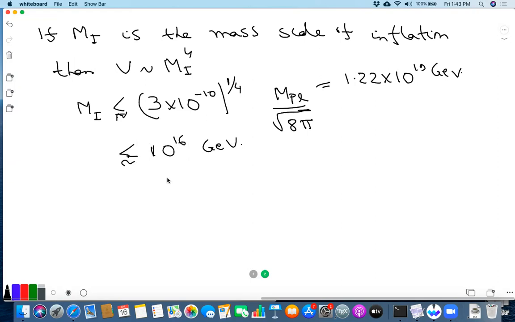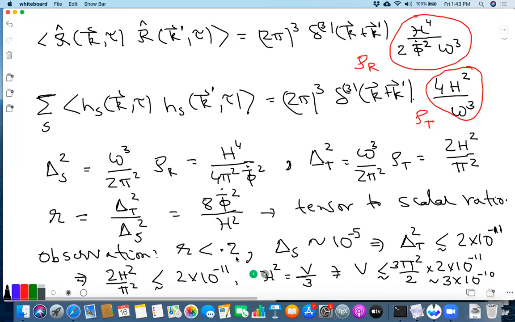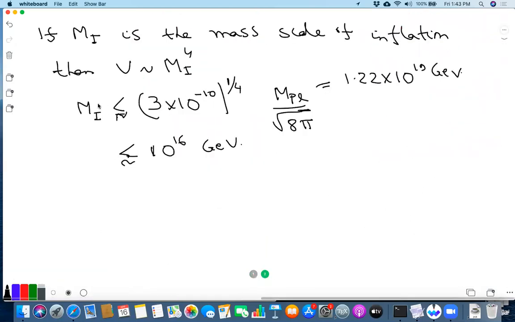Can you say it again? Yeah. So the fact that tensor modes have not been observed, that's the origin of this bound, that r is less than 0.2. So this translates to this bound on V. And that in turn can be stated as a bound on the scale of inflation, M_I, by identifying M_I as the fourth root of V. And that's the bound, M_I is less than or equal to 10 to the 16 GeV. So the scale of inflation has to be less than 10 to the 16 GeV to explain why we have not observed the tensor mode so far.